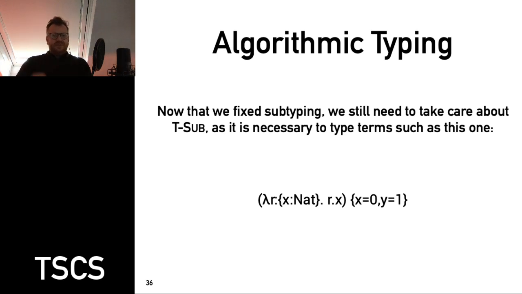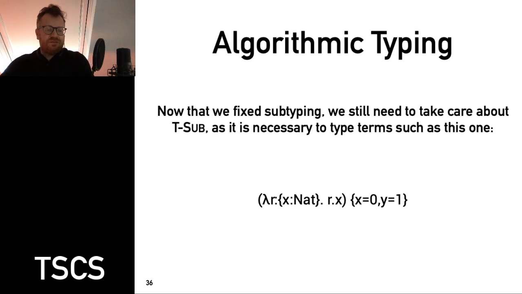Good, so now we fixed subtyping, but we also need to fix, so this is all the S rules, but we still had that T sub rule that gave us a little bit of a headache. And we now need to import this into our type system as we see fit. Because we need to type terms such as this one. This is a function that takes as an argument a record, and we give it a record that is not of the same type. And for this to work, we need subtyping.